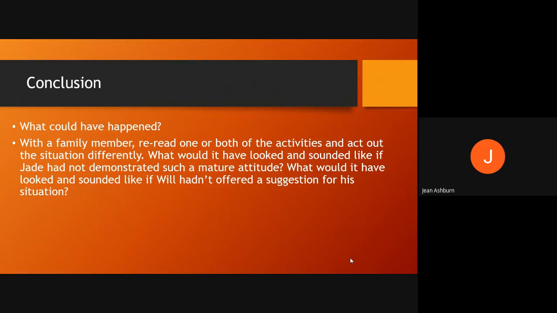Your turn. With a family member, reread one or both of the activities and act out the situation differently. What would it have looked like and sounded like if Jade had not demonstrated such a mature attitude? And what would it have looked like and sounded like if Will hadn't offered a suggestion for his situation? Be ready to discuss this next class.